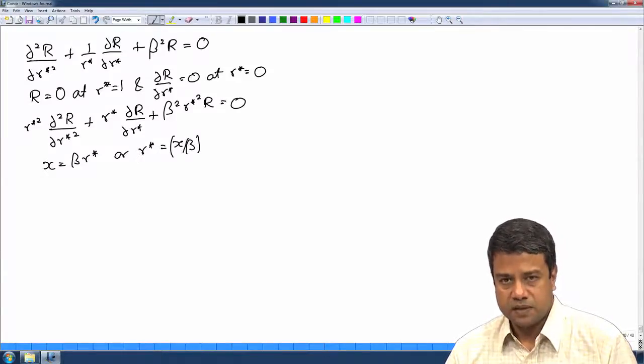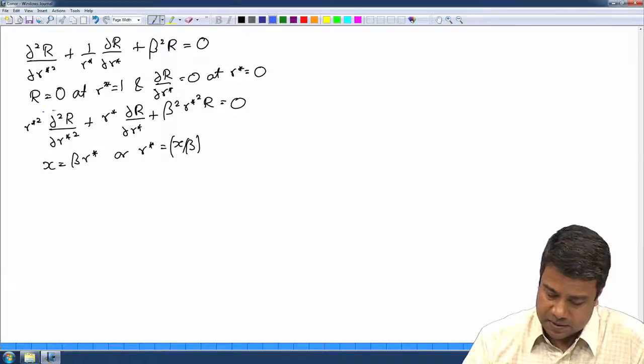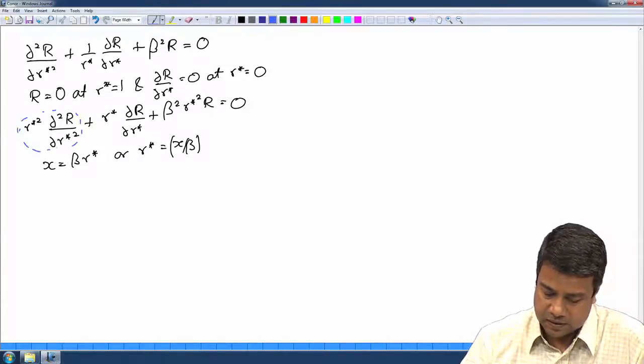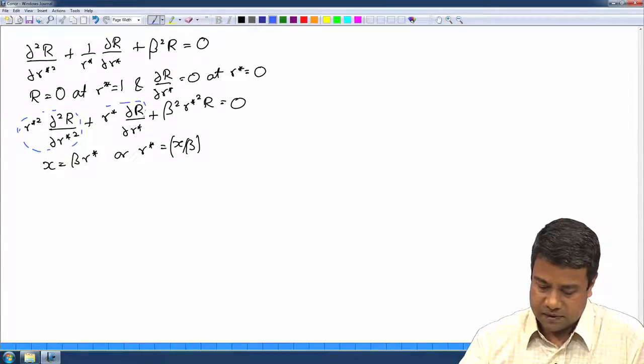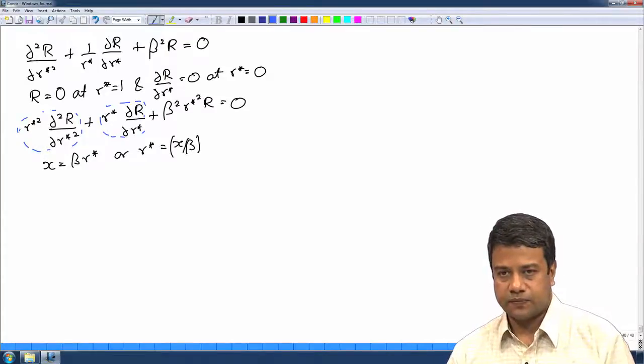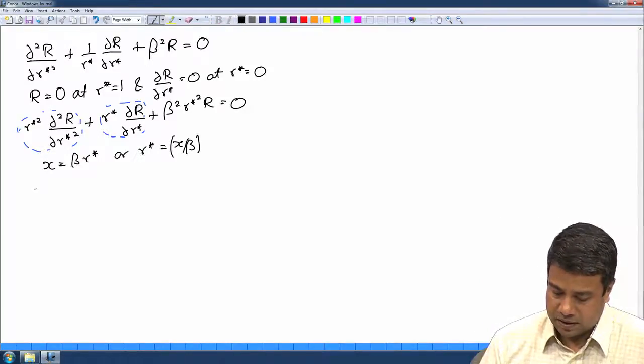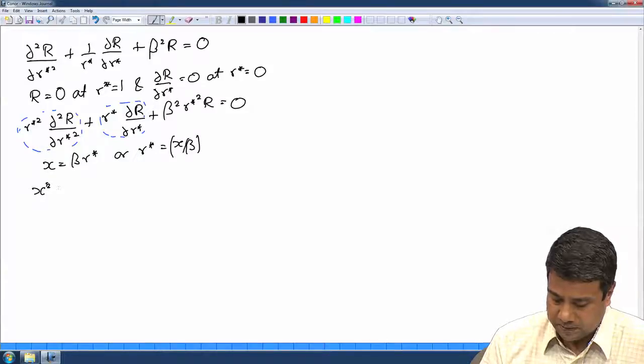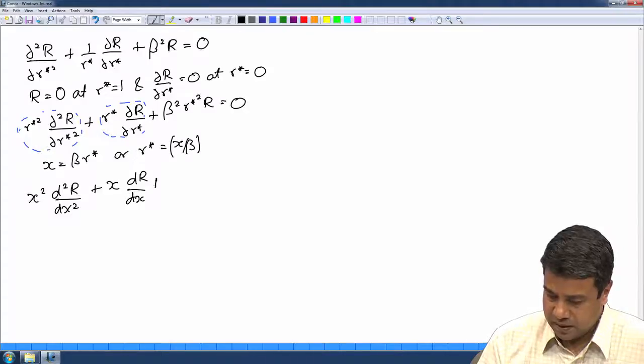When I change variables, you will see that these two terms have 0 net dimension in r. It is r squared times the second derivative, r times the first derivative. So, the net dimension in r of these first two terms is equal to 0, which means that if I scale r by any coordinate, these two terms do not actually change. And I get an equation of the form x square d square r by dx square plus x square r is equal to 0.